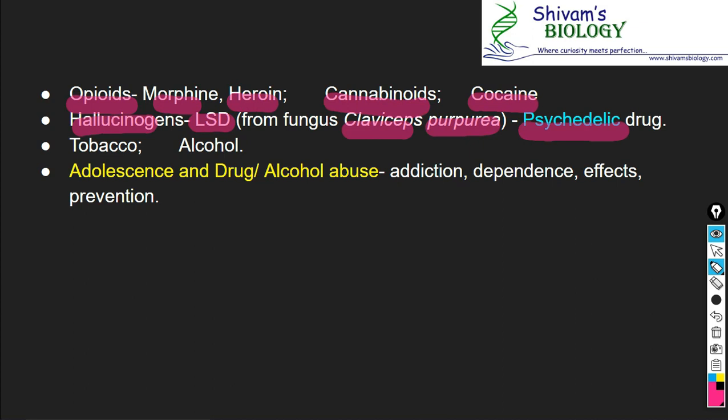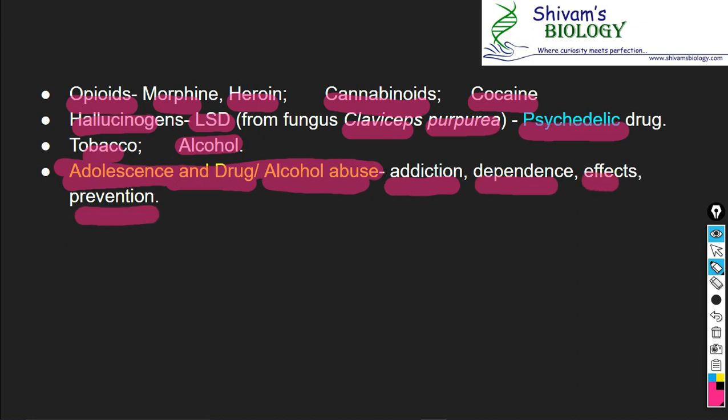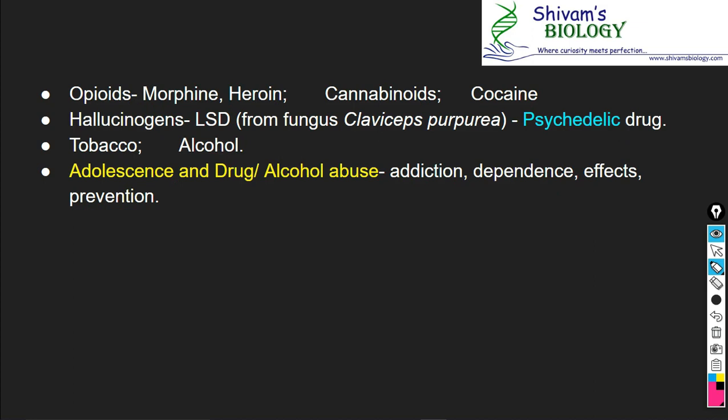It is also important. Tobacco, alcohol, and the most important point for board exam is adolescence and drug alcohol abuse. It is very important for your board exam. Reasons of addiction, dependence, its effects, and how we can prevent it in teenagers. It is a very important topic for your board exam. Let's proceed to the next chapter.